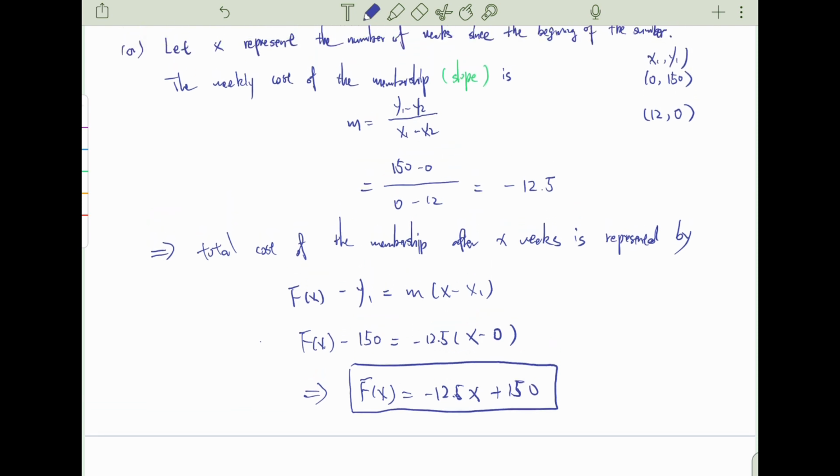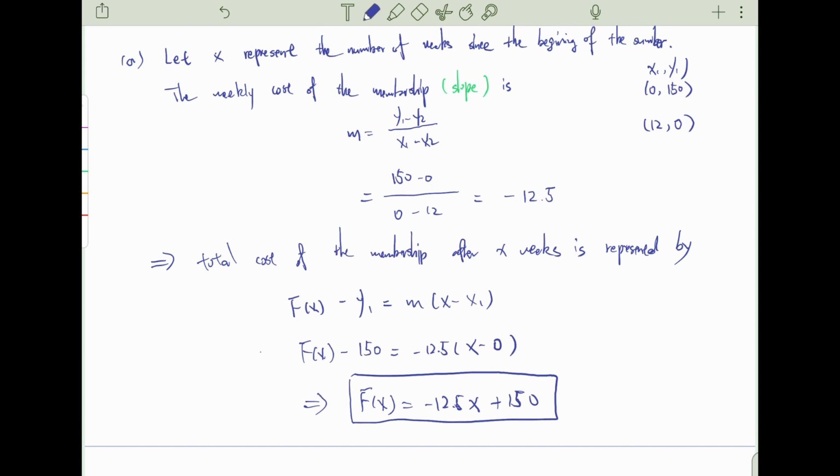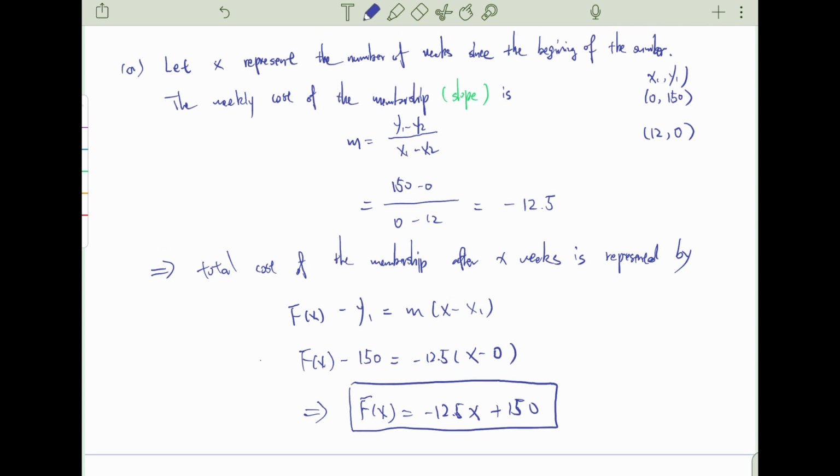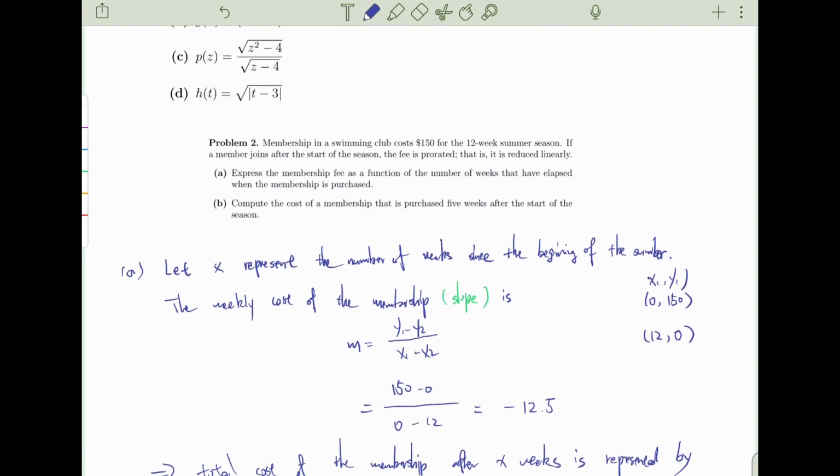And some people may be wondering, what if I use the second point to plug in my point-slope form instead of using x1, y1? You could, and we have demonstrated that in the last tutorial, that the answer is going to be the same no matter which point you use, as long as the point is on the line. Right, so now we have the equation of the line here. Very simple. Now let's take a look at question B.